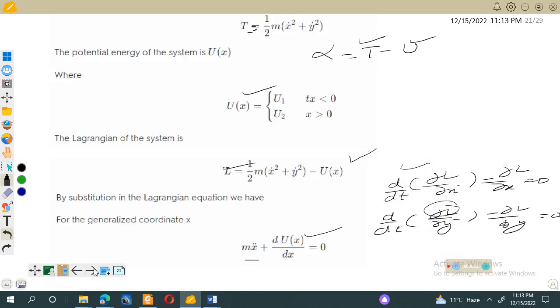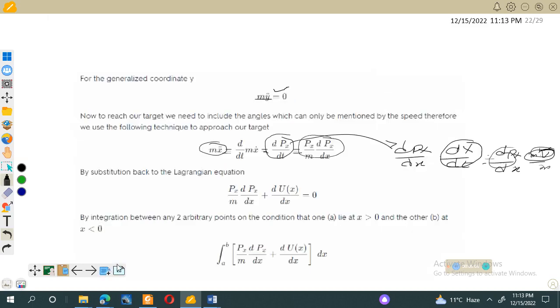So if we substitute the value of mx double dot in this equation, it will give us px over m dpx over dt plus dux over dt is equal to 0. Okay, up to so far.